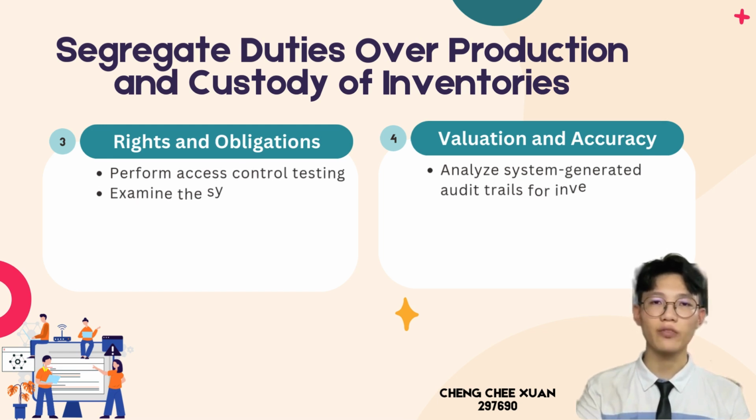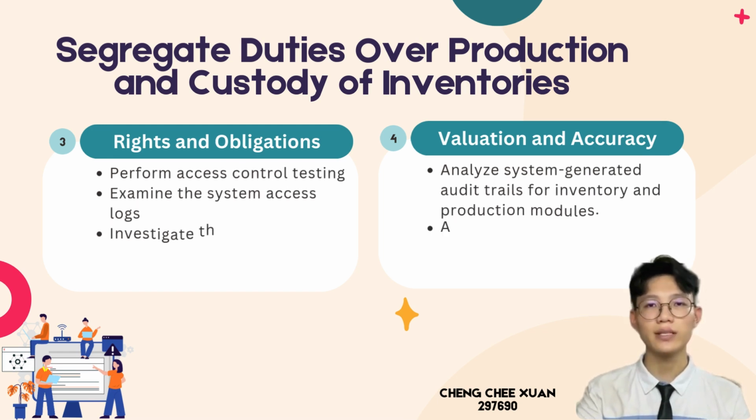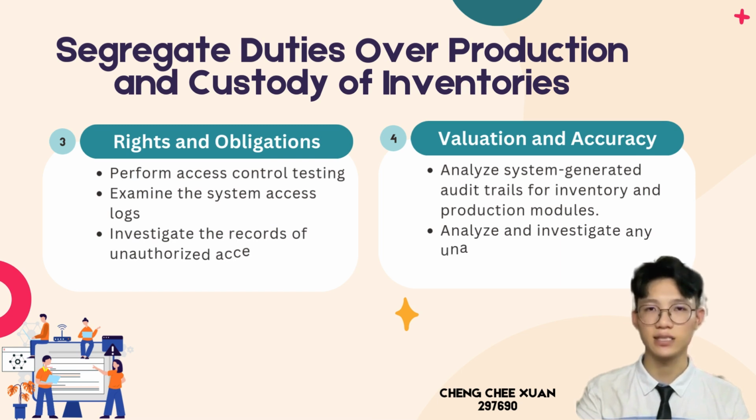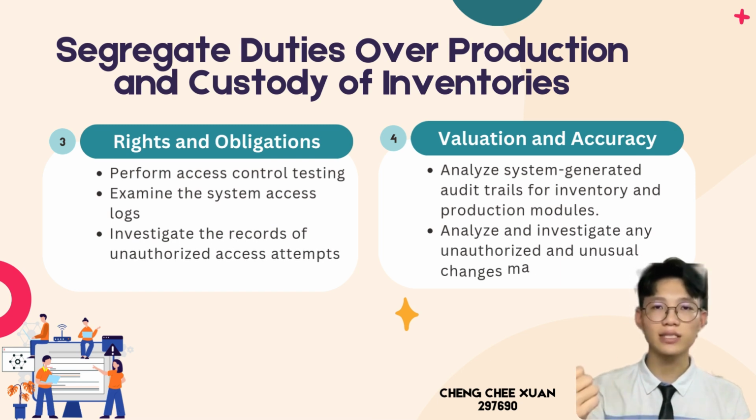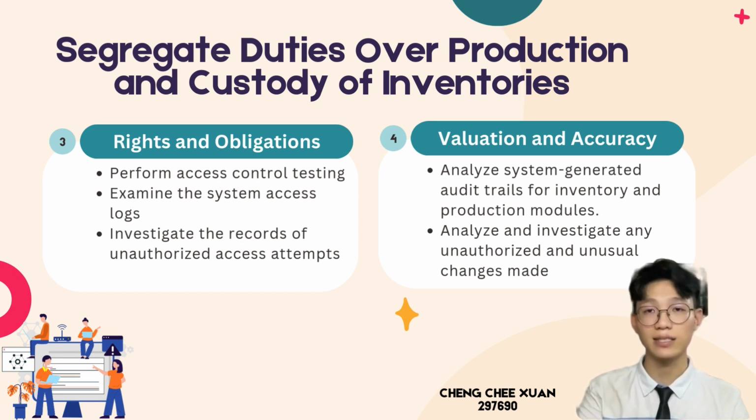The auditor should perform access control testing to ensure that an unauthorized user cannot access the system. For example, production staff do not have digital access to update the inventory records. The auditor can also examine the system access log, which may require further investigation into records of unauthorized access attempts. The last assertion is valuation and accuracy.